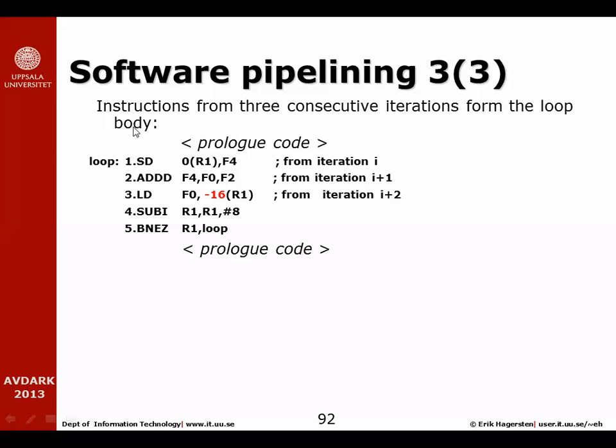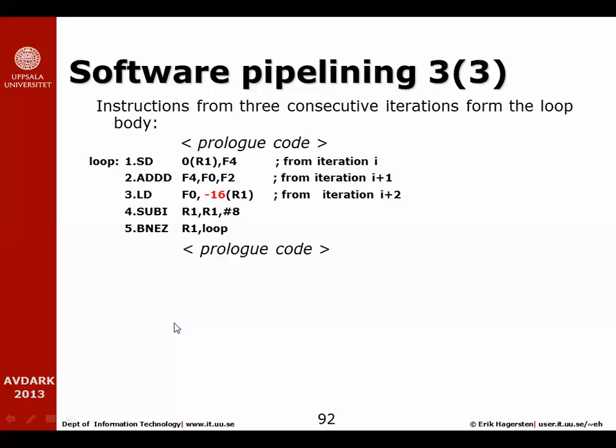So we have the store from iteration i, we have the add from iteration i plus 1, and we have the load from iteration i plus 2, and then we have some way of figuring out if we need to loop back again in the loop. Once more, we assume there is some prologue and some epilogue code that will do some kind of setup and cleanup for the first couple and the last couple of iterations in the loop. But apart from that, we're just going to execute these instructions.